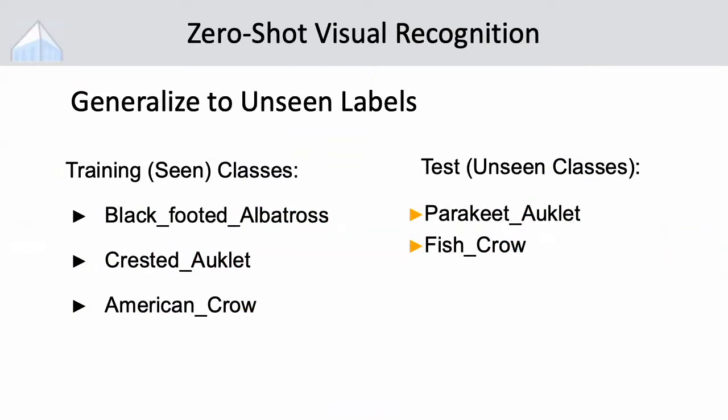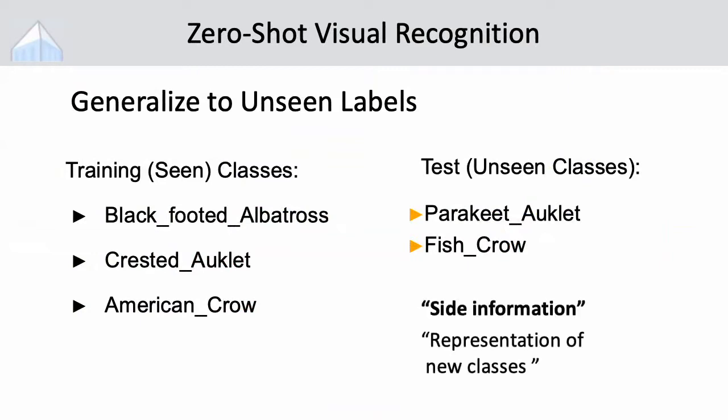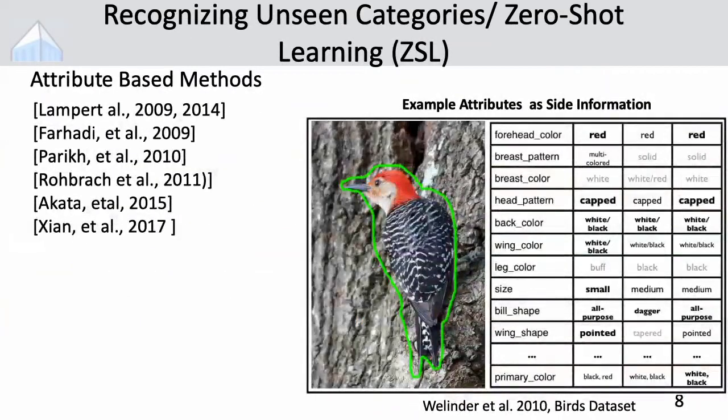So during training, we have seen classes, like in this bird classification problem, we might get exposed during training to black footed albatross, crested auklet, American crow. And at test time, we have unseen classes like parakeet auklet or fish crow. But in order to facilitate this, we need to describe these unseen bird species somehow. And the way this is done is by providing some side information that describes these new classes. Historically speaking, people have adopted attribute-based models, and this is the way seen classes or unseen classes are described to enable that transfer from seen to unseen.